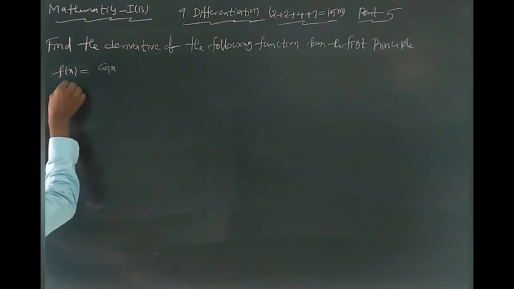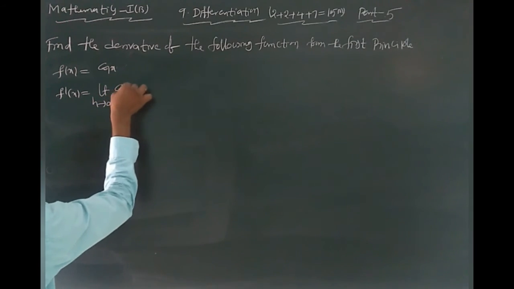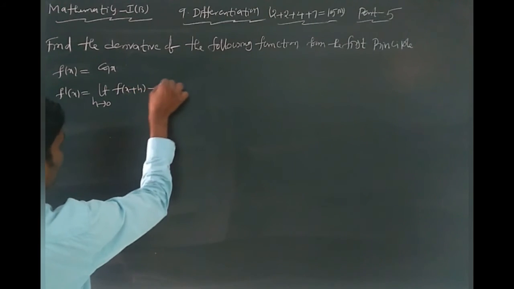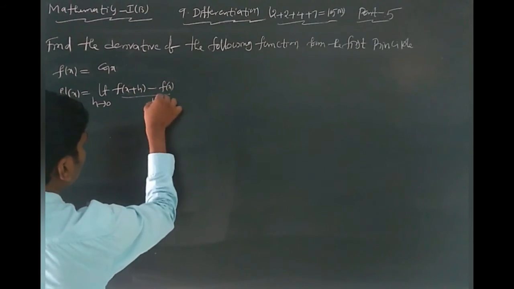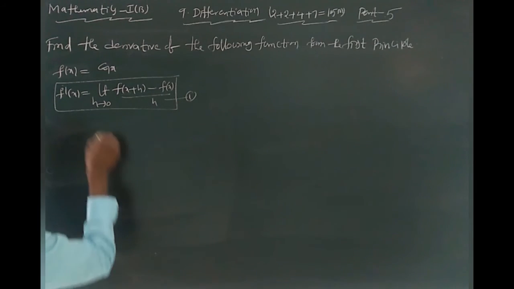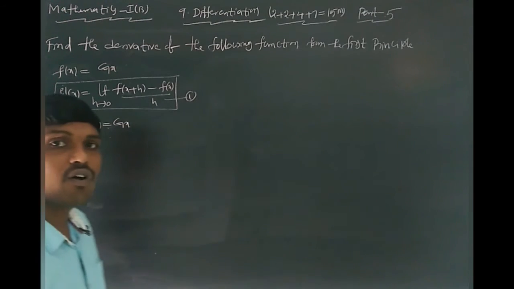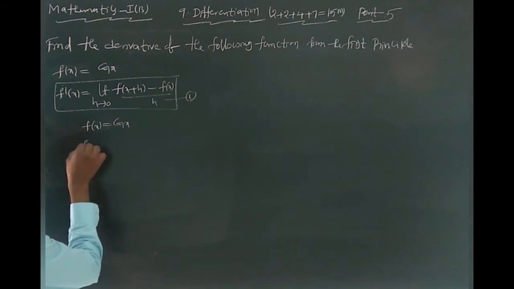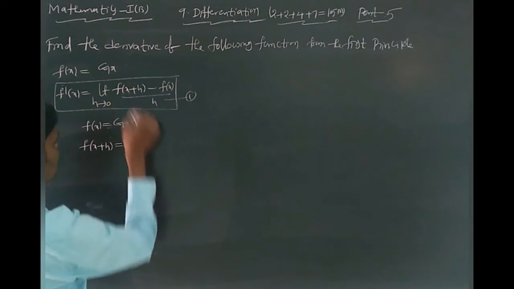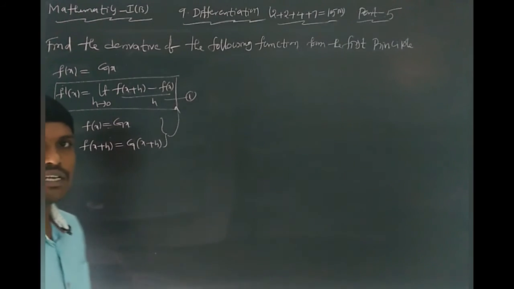Here first you write the first principle formula. f dash x is equal to limit h tends to 0, f of x plus h minus f of x by h. This one is the formula. In this formula you can write f of x is equal to cos x, and f of x plus h is equal to cos of x plus h. These two values are substituted in equation 1.